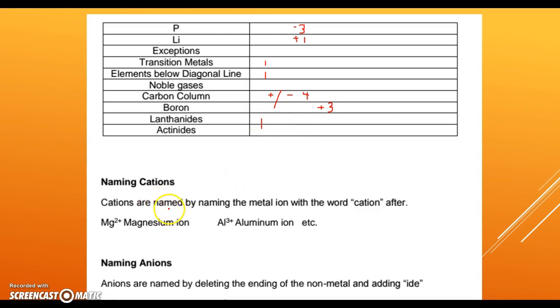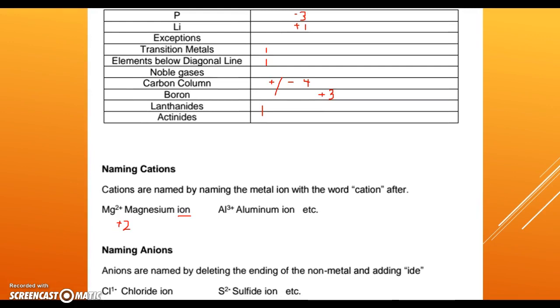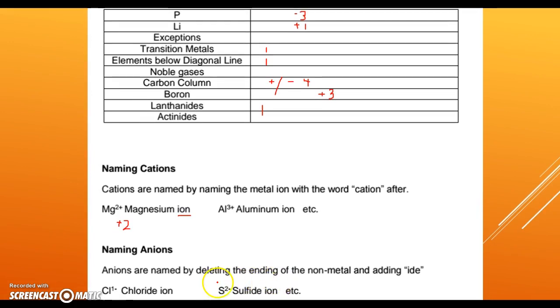Down here to naming cations, so notice that they're named with the word ion or cation after. You'll see it either way. You can write this as +2 or 2+ for the charge. You can do either one. That's fine. The difference down here for anions, anions are going to be named by deleting the ending of the nonmetal and adding "ide." So you'll see down here it's chloride, not chlorine, sulfide, not sulfur, and so forth. That's all you need to know from today's lesson.